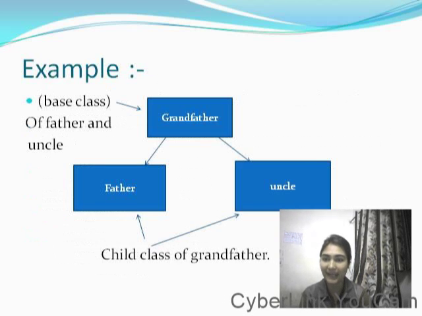Let's take an example. I have taken three entities: grandfather, father, and uncle, where grandfather is the base class of father and uncle, and father and uncle are both child classes of grandfather. The father and the uncle inherit all the features of grandfather without modifying any feature.